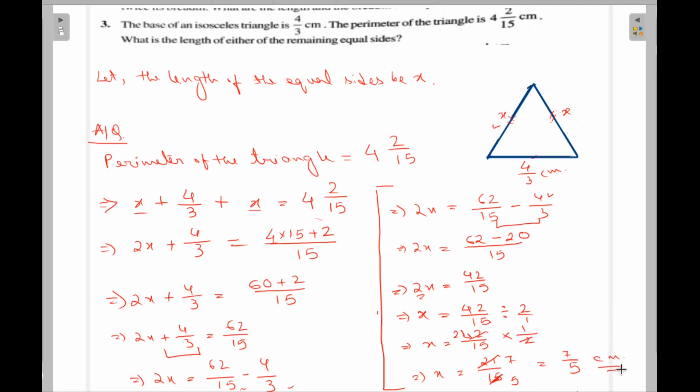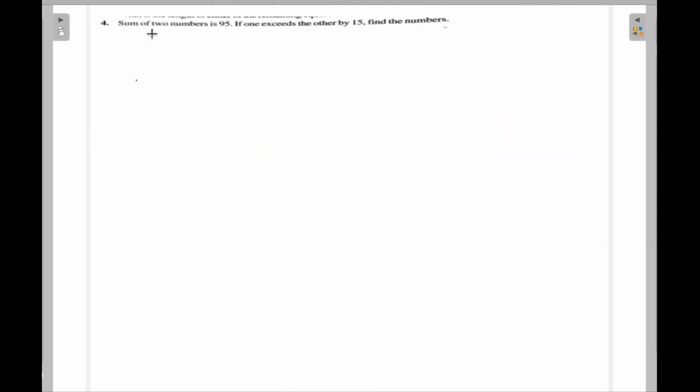Here in the answer you will write the unit centimeter. Okay, I think this is clear to you. Now to question number 4. Sum of two numbers is 95. There are two numbers whose sum is 95.